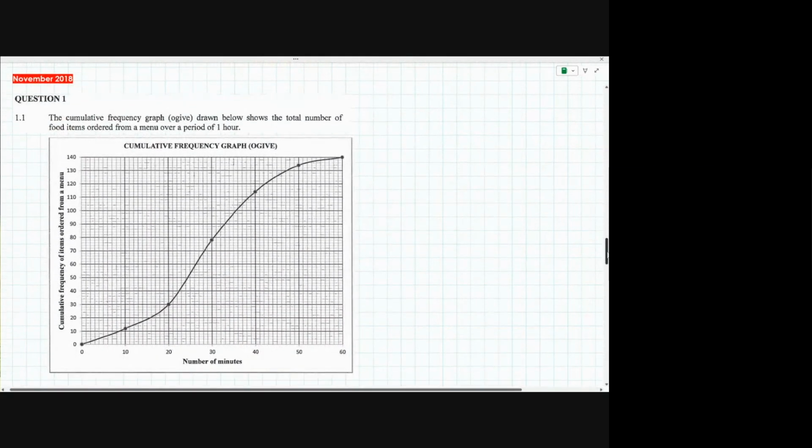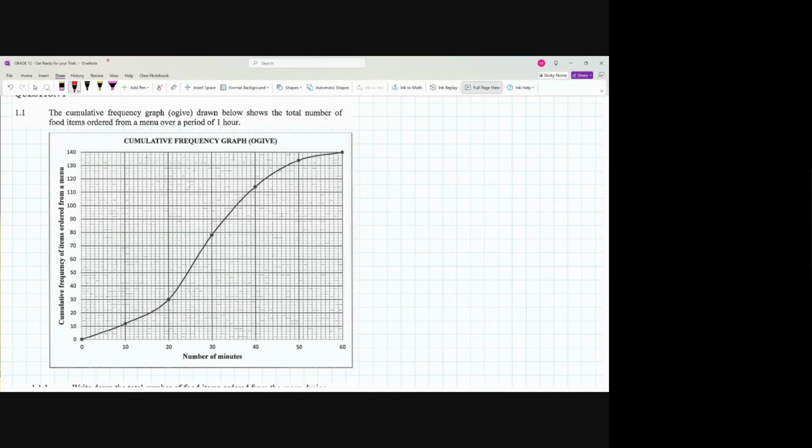All right, so let's have a look at this question over here where now we're being tested on ogives, which is, like I say, the more likely scenario, but not necessarily the only scenario. So we've been told that the cumulative frequency graph, or your ogive, is drawn below. It shows the total number of food items ordered from a menu over a period of 1 hour. Before we get into the questions, let's just chat about what an ogive is, what it represents, what we're looking at when we look at one.